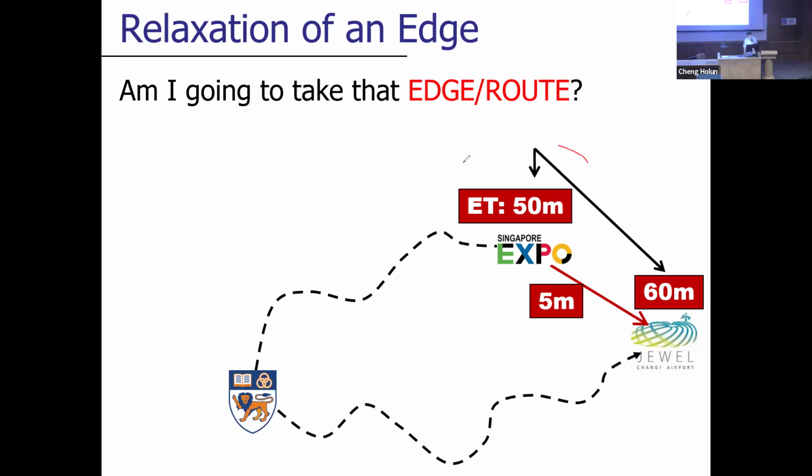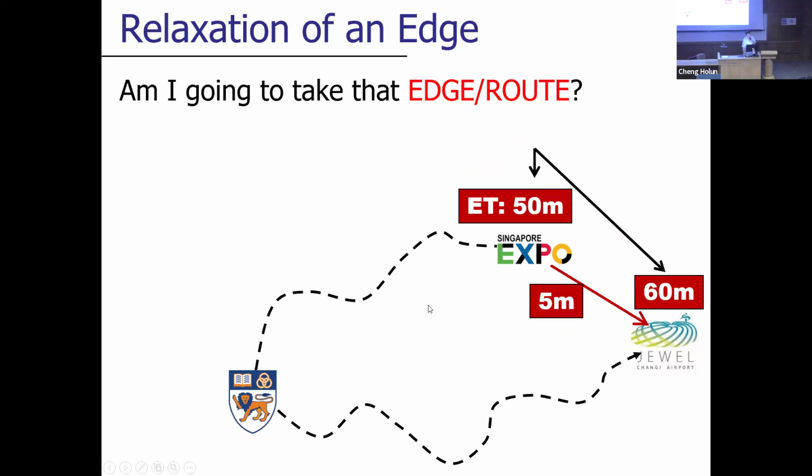So you sum this together and see whether it is larger than or smaller than your original price you need to go to the airport. So that means if you have a new edge, you want to see whether this new route is better than the original estimated route. So this is what the relaxation is about.